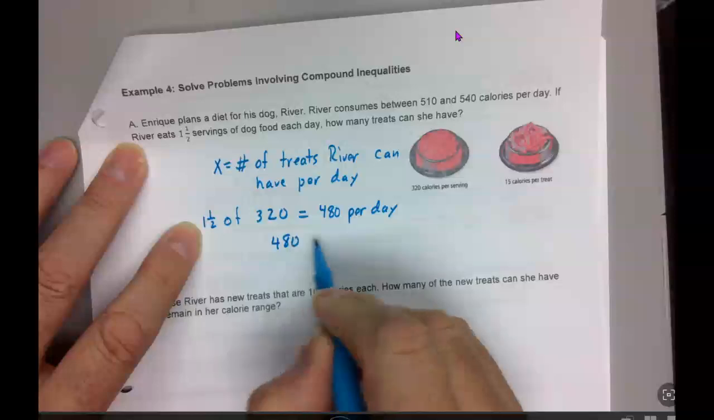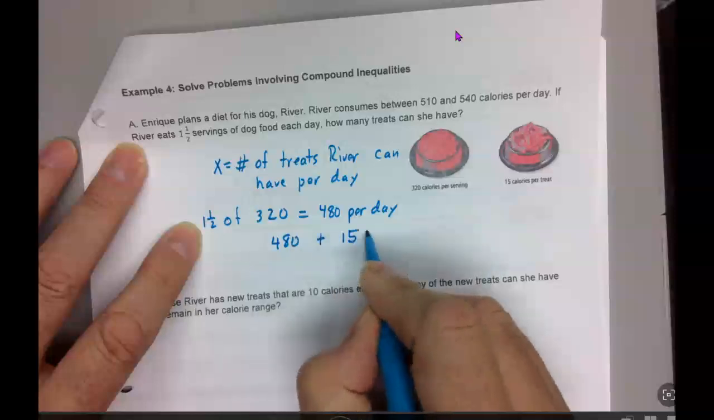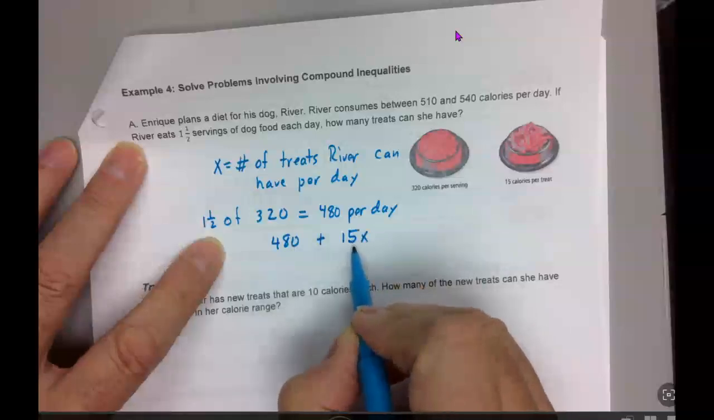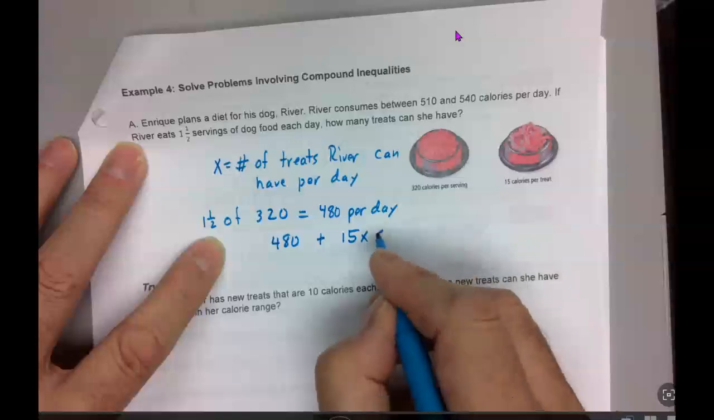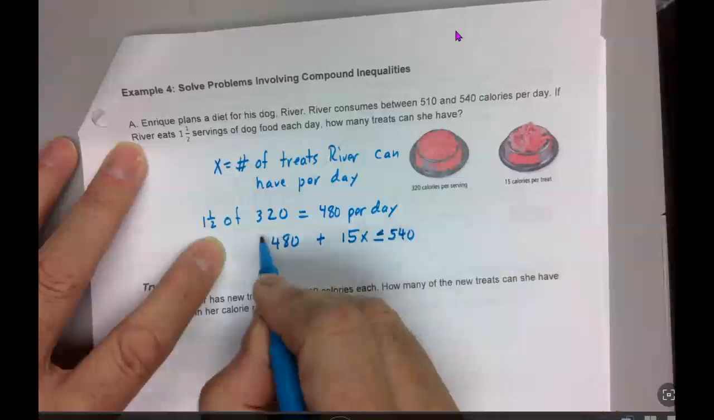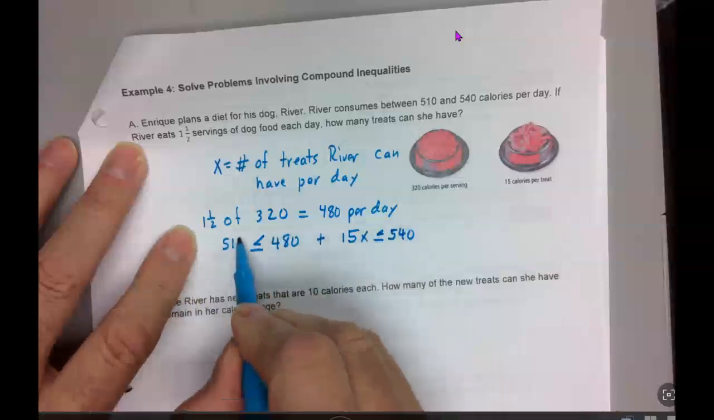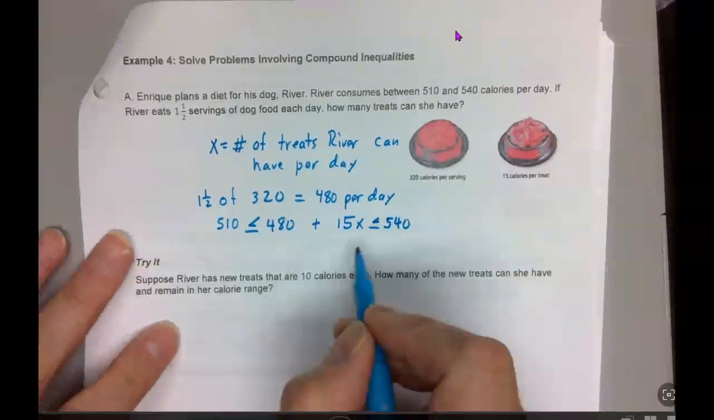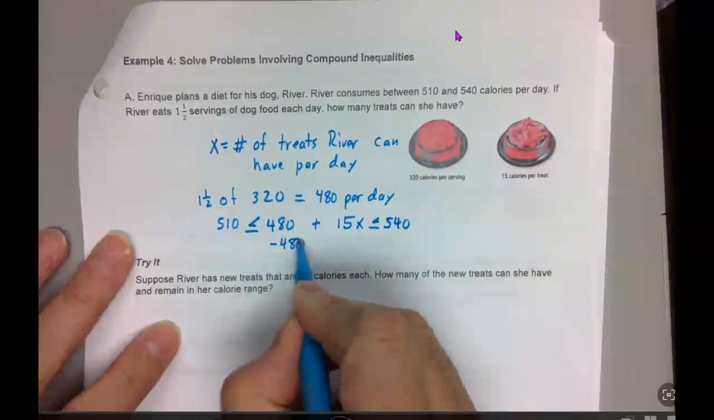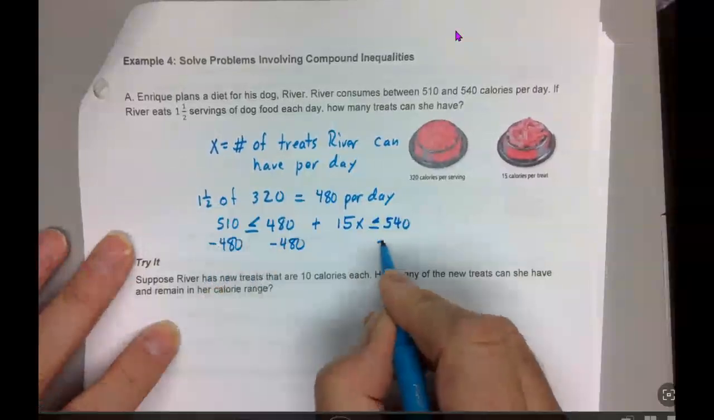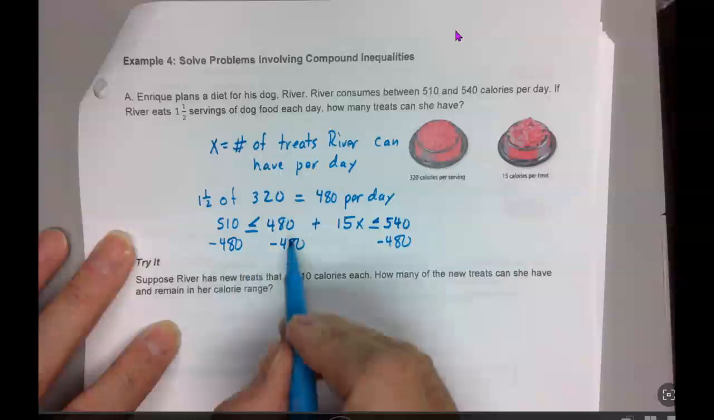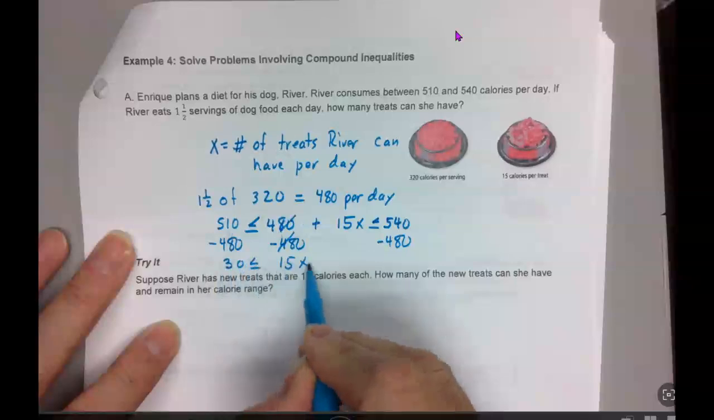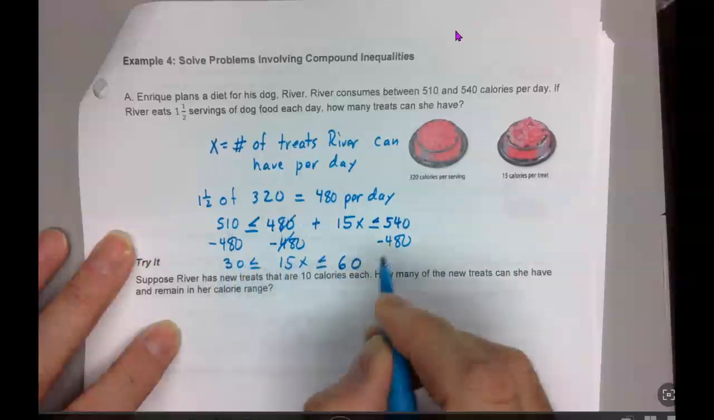Okay, so we could write 480 calories plus 15x. 15 because each treat has 15 calories. And she wants it to be somewhere between 510 and 540. So we have a compound inequality here, and this is an AND problem, so I'm going to subtract 480 from everything. So those cancel, so that gives me what? 30 is less than or equal to 15x, which is less than or equal to 60.